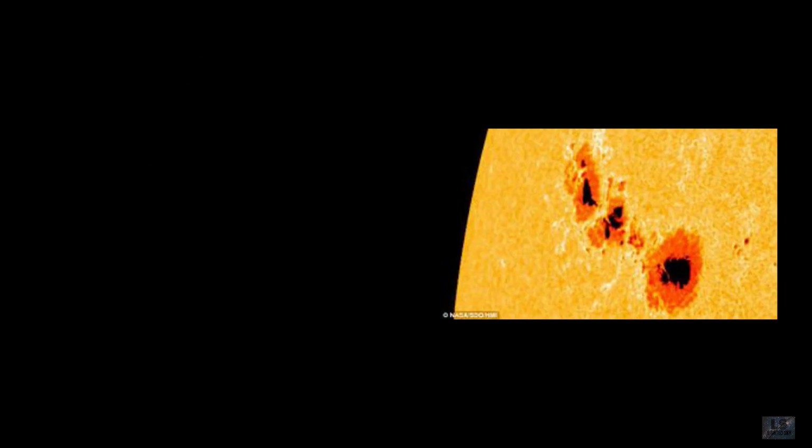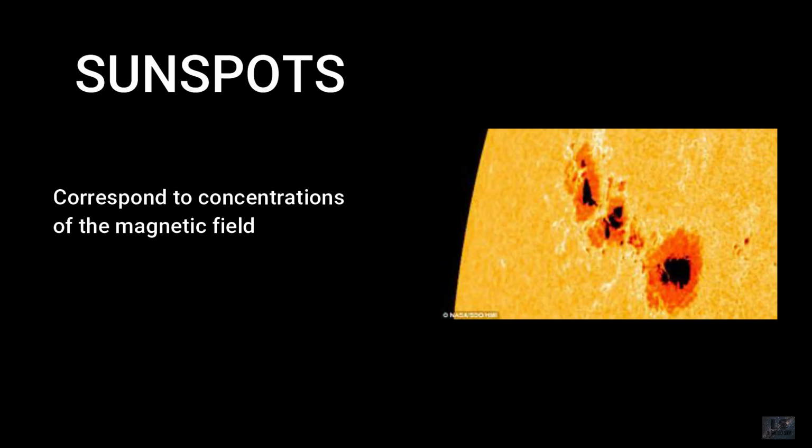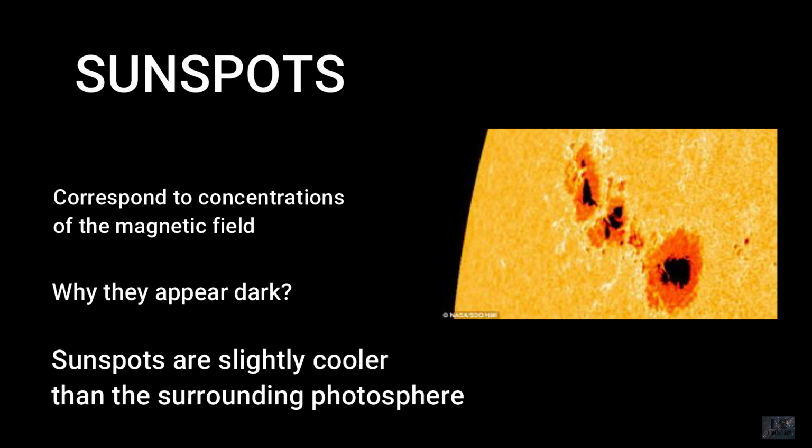Sunspots are visible as dark patches on the Sun's photosphere and correspond to concentrations of magnetic field where the convective transport of heat is inhibited from the solar interior to the surface. As a result, sunspots are slightly cooler than the surrounding photosphere, so they appear dark.